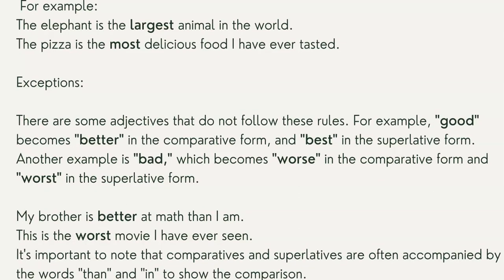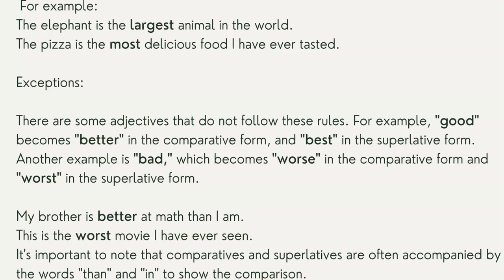There are some exceptions, though. There are some adjectives that do not follow these rules. For example, good becomes better in the comparative form and best in the superlative form. Another example is bad, which becomes worse in the comparative form and worst in the superlative form. My brother is better at maths than I am. This is the worst movie I have ever seen.